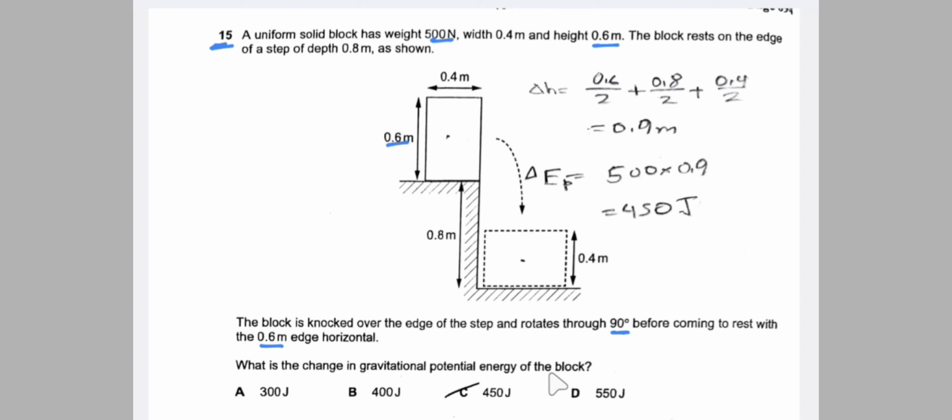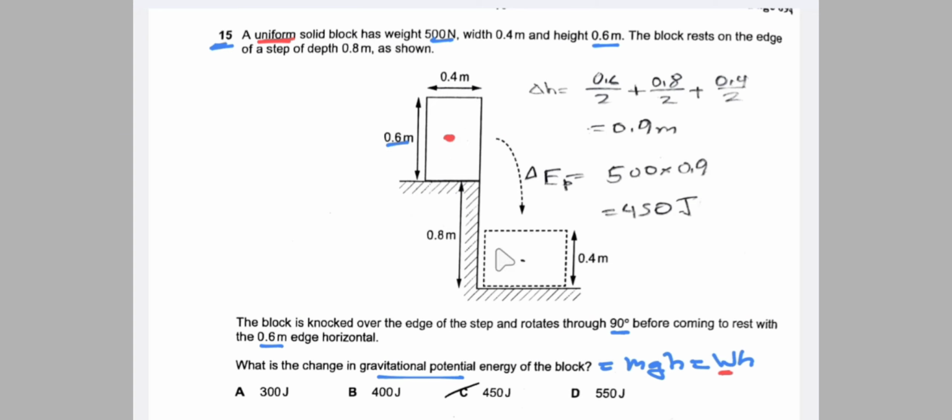What is the change in gravitational potential energy of the block? The change in gravitational potential energy is equal to mass into gravitational field strength into height, that is weight into height. Since we know the value of weight, mass into gravitational field strength is the weight. Since the solid is uniform, the weight is acting at the center, that means at this point.